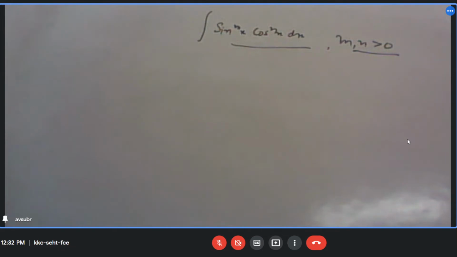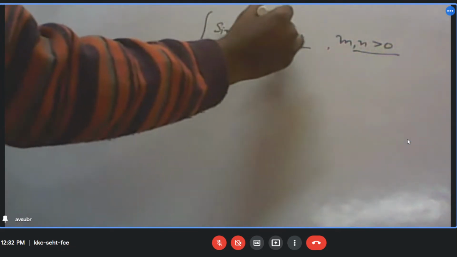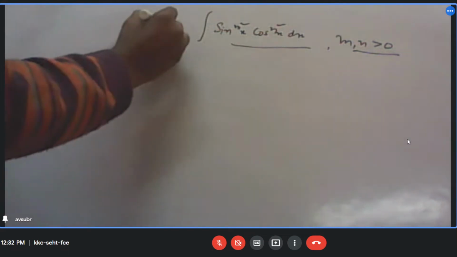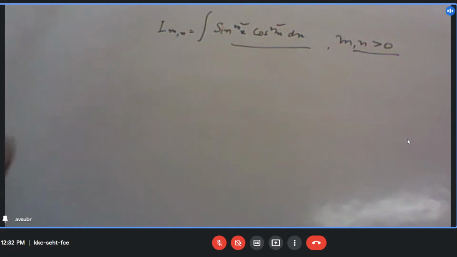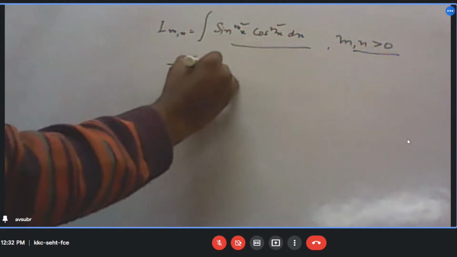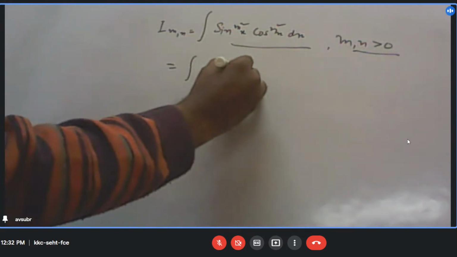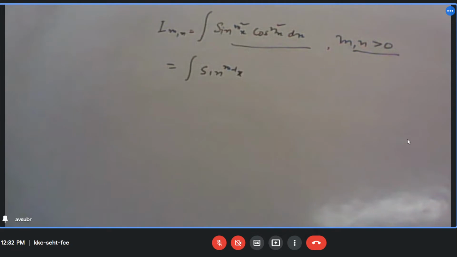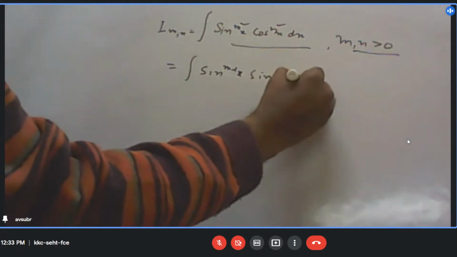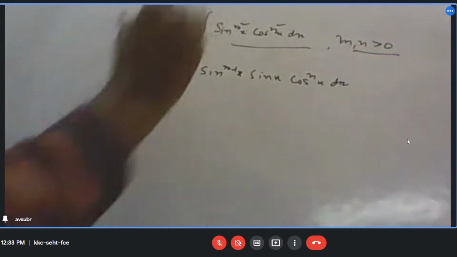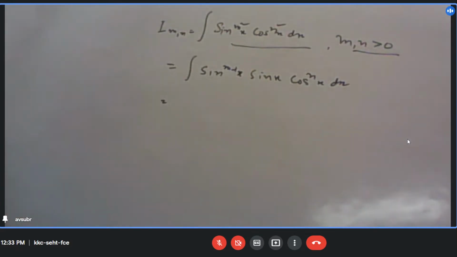Now here there are two exponents, m and n. So I will write it as I m n, which means this integral is with the m and n powers. That is the simple meaning of it. This is our notation. So I can write sine to the power m minus 1 x, sin x, cos to the power n x dx.